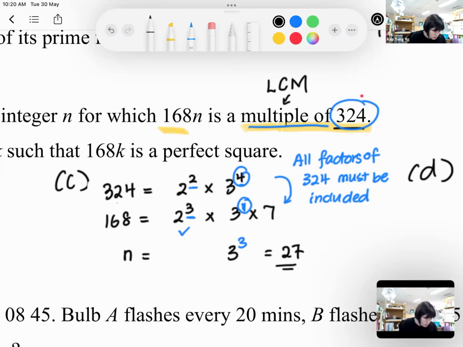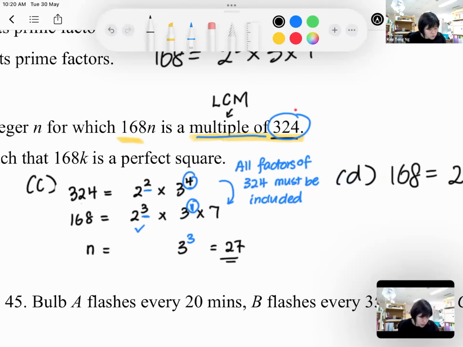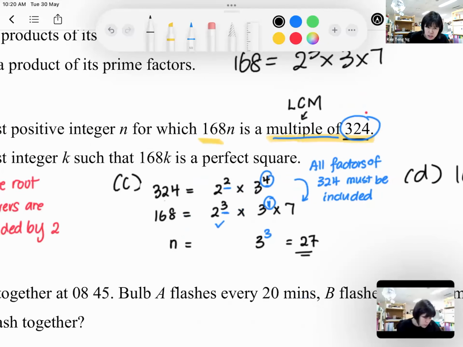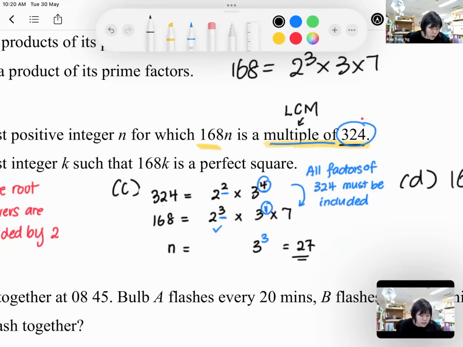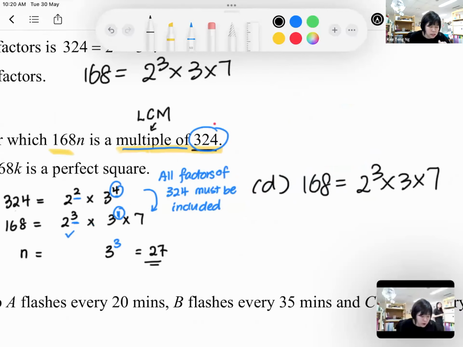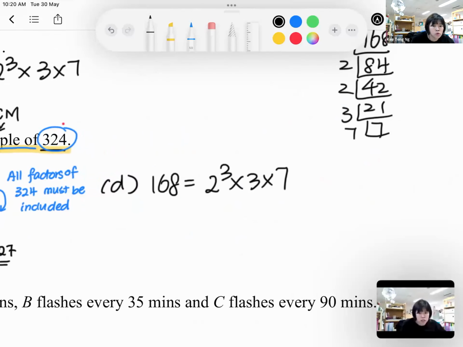Okay? Can I then continue already? Okay. Next part. Find the smallest integer k such that 168 times k is a perfect square. So what numbers do I need to change this to a perfect square? Okay, so if I have 168 to be a perfect square, for a perfect square, powers must be multiples of 2.